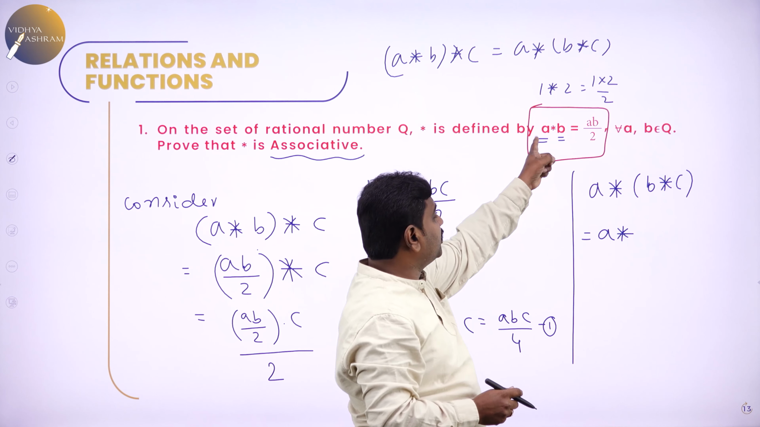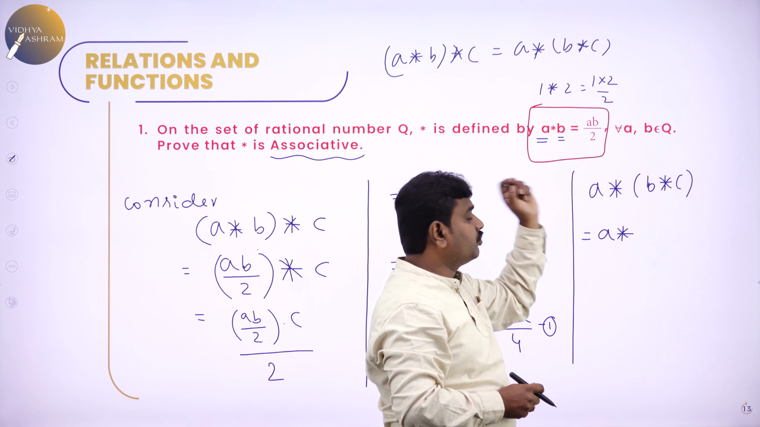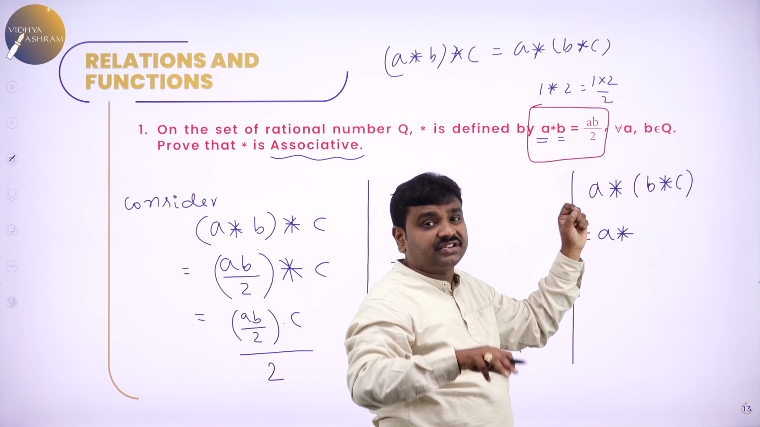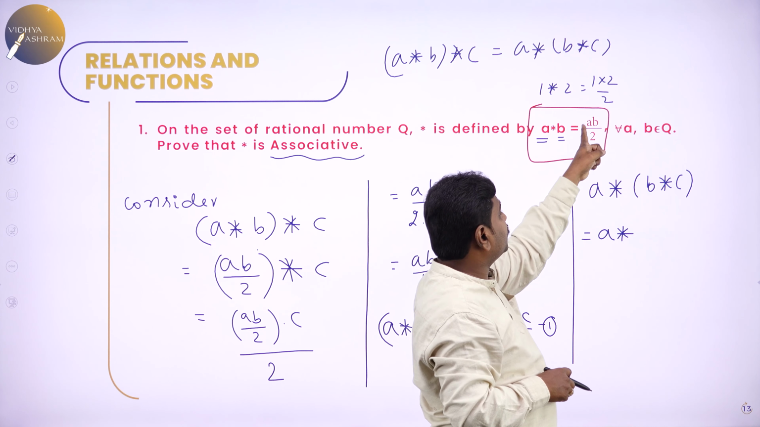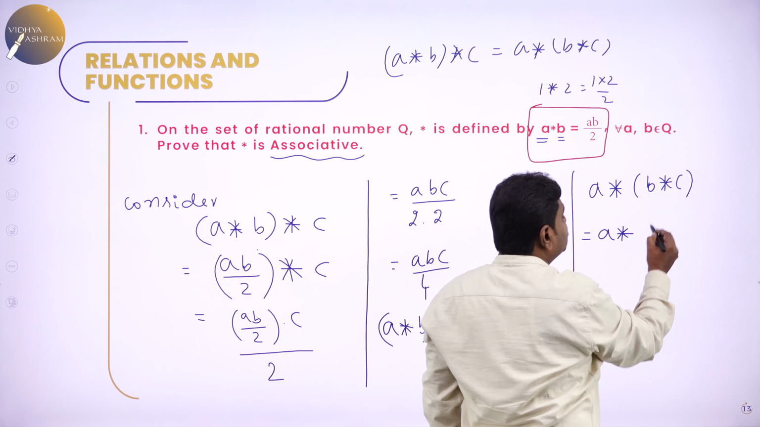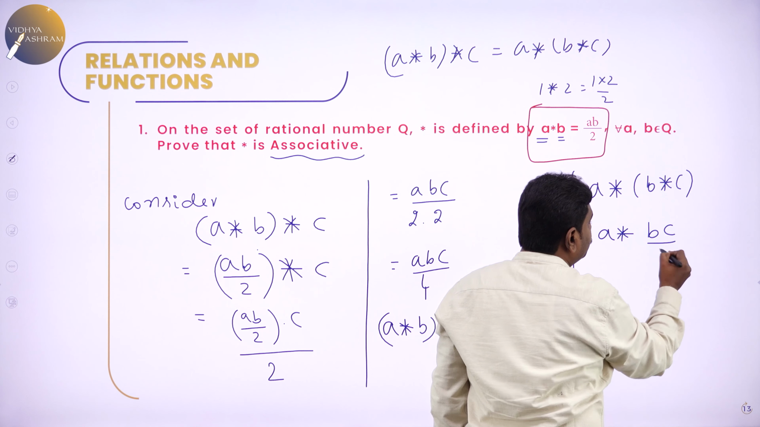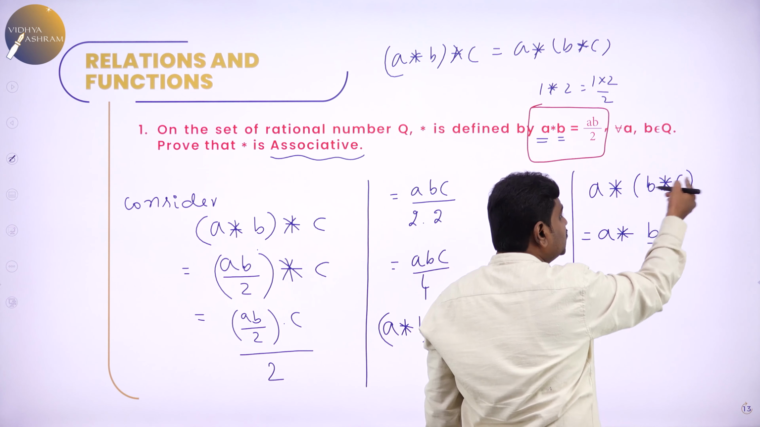How to read this? First element star second is first into second by 2. First, operate what is present in brackets. In brackets what we have? B star C. So how to read this? First element star second is first into second by 2. So B star C is first into second by 2. B star C is BC by 2. First is B, second is C.